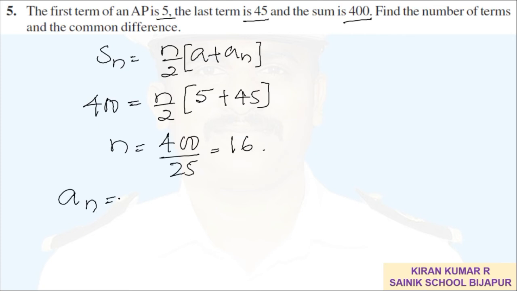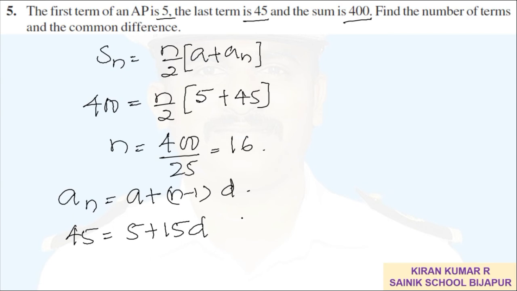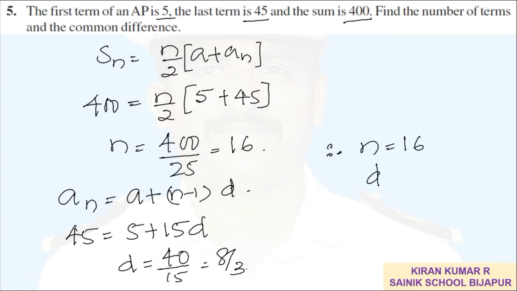Now find the nth term using the formula a plus n minus 1 into d. I can substitute 45 equal to 5 plus n minus 1, which is 15 times d. So we can find the value of d, which is 40 by 15, that is 8 by 3. Therefore, the number of terms is 16 and the common difference is 8 by 3.